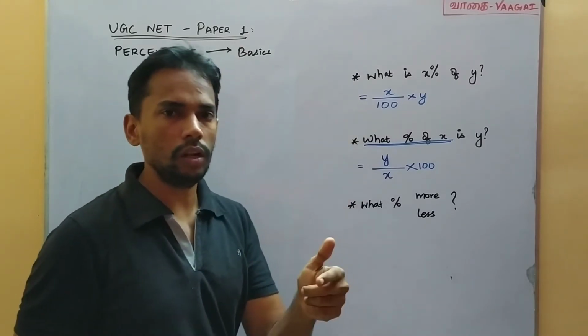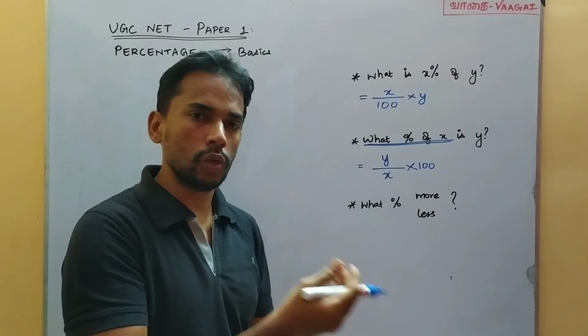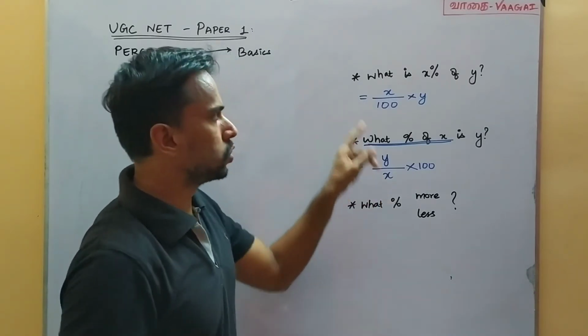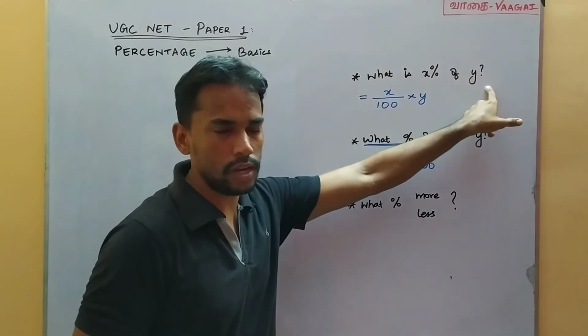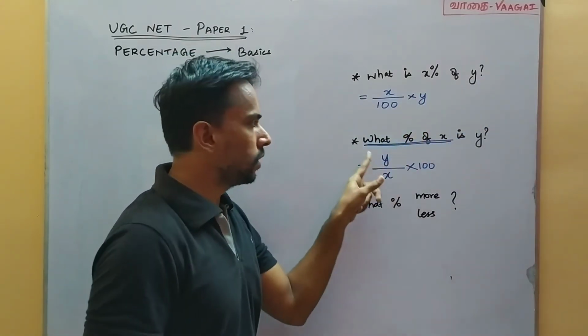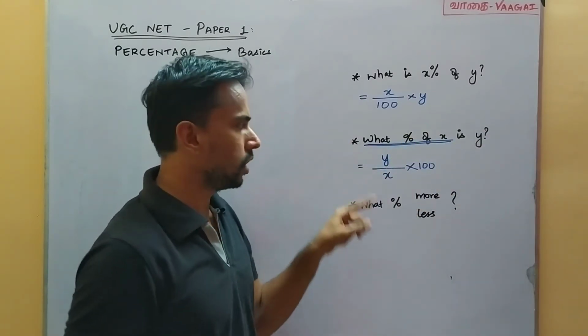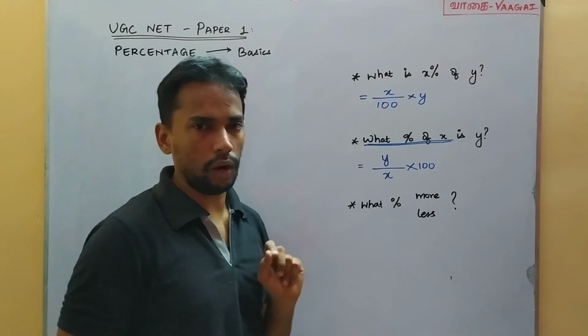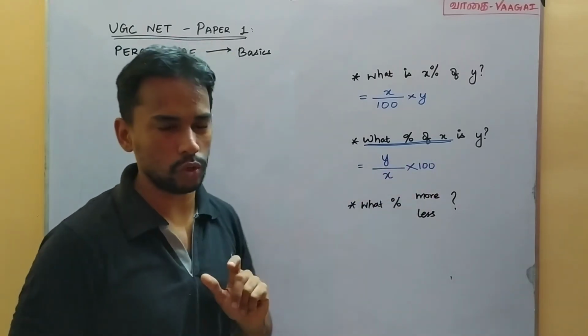We have a small change in the words how they are using, but that itself is making a huge difference in the calculation. So what is X percentage of Y means X by 100 times of Y. But here the second one, what percentage of X is Y means Y by X into 100. So these two are very much important. They are going to be the very basics actually.